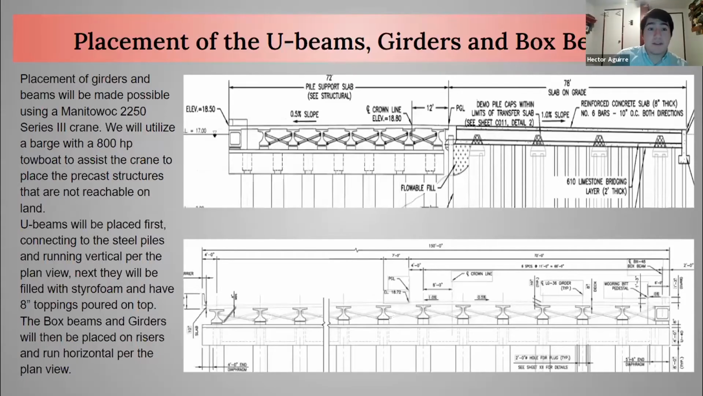Our next activity highlighted is the placement of the U-beams, girders, and box beams. The placement of girders and beams will be made possible using the Manitowoc 2250 Series 3 crane. We will also utilize a barge with a 800 horsepower towboat to assist the crane to place the precast structures that we are not able to reach on land. U-beams will be placed first, connecting to the steel piles and running vertical per the plan view. Next, they will be filled with styrofoam and have 8-inch toppings poured on top. And then the box beams and girders will then be placed on risers and run horizontal per the plan view.